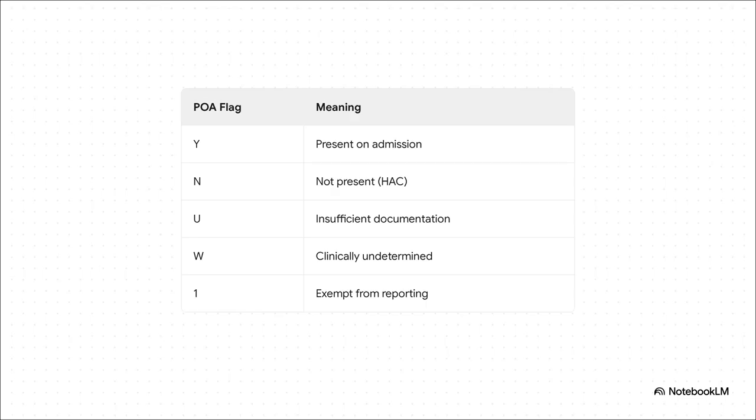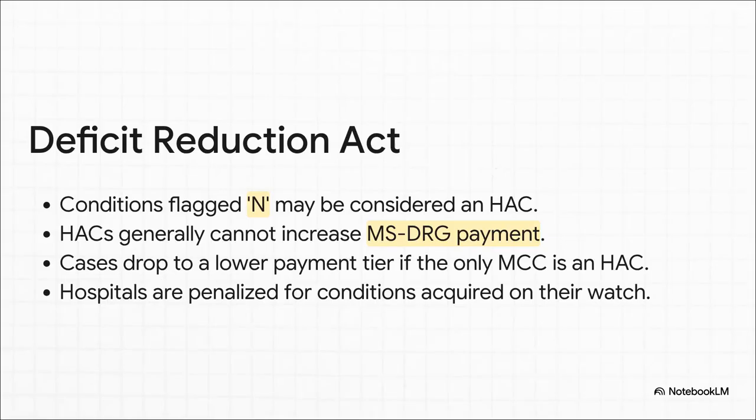A Y means yes, it was present, and N means no, it wasn't. And as we're about to see, that N flag carries some serious weight. Under the Deficit Reduction Act, Medicare is closely watching the quality of care. If a major complication, like a new deep vein thrombosis, develops after admission, meaning it gets that N flag, CMS might classify it as a hospital-acquired condition, or HAC.